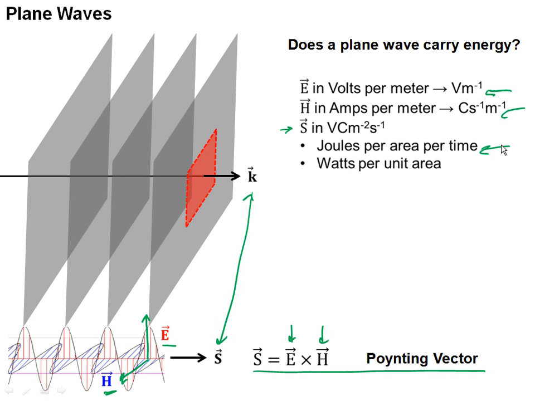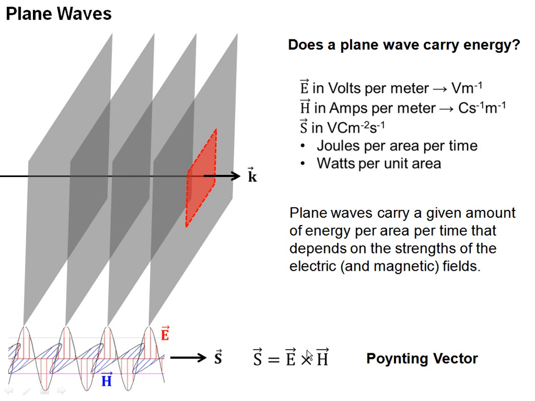And of course, we know we can do this multiplication simply because E and H are orthogonal to one another, so you just basically multiply them to get the magnitude of the Poynting vector. So essentially what this says is that plane waves carry a given amount of energy per unit area of the plane wave per time. And the amount of energy they carry depends on the strengths of the electric and magnetic fields, which of course are related through the impedance.